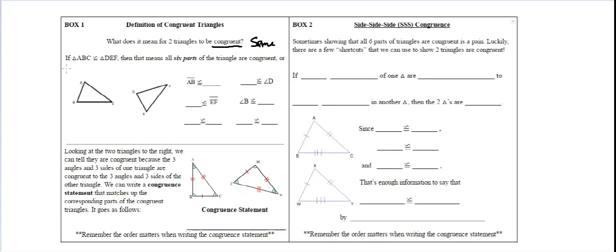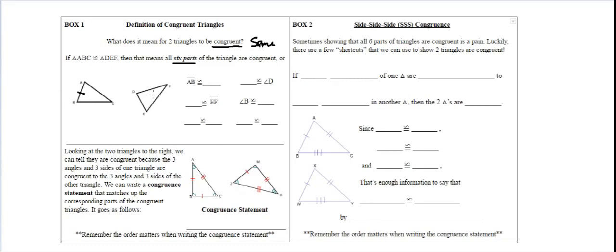So, for example, if it says that triangle ABC is congruent to triangle DEF, that means we have 6 parts of the triangle that are congruent. 6 parts comes from 6 angles and segments together. You have 3 sides and 3 angles in each triangle, which creates 6 relationships. So, we can say that segment AB, this segment right here, is going to be congruent to one of the segments in this other triangle.